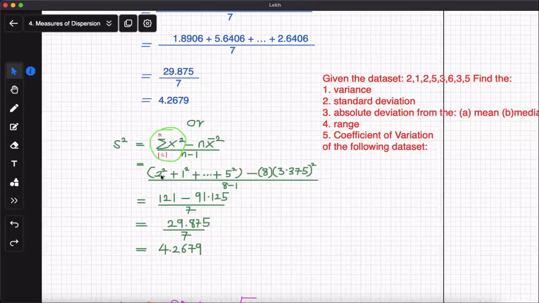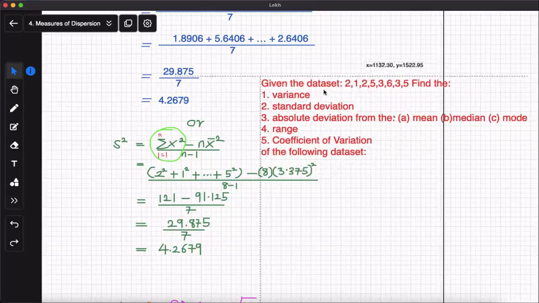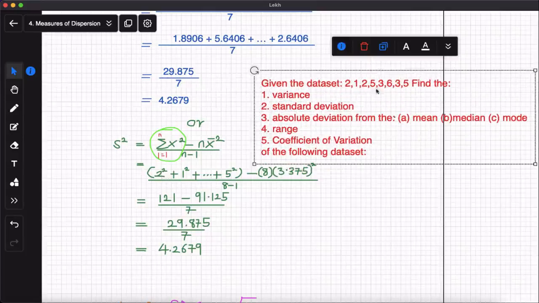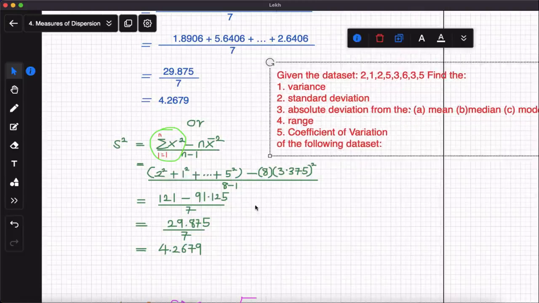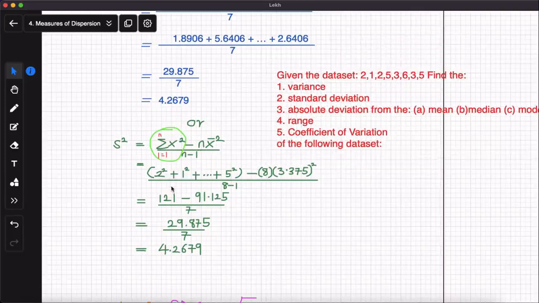So what do I do? I just need to square each observation in my data. Each observation will be squared and added to the next one. So it's a series, and when you do that, you will eventually have 121.